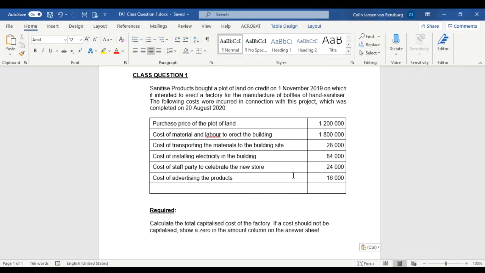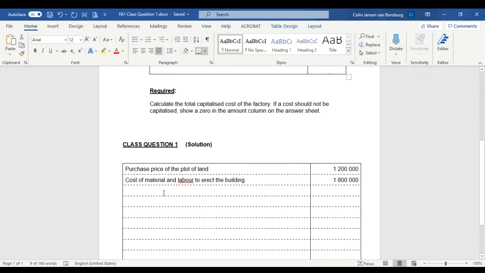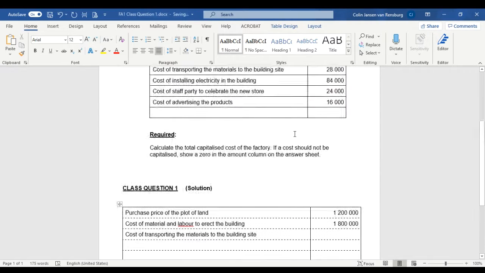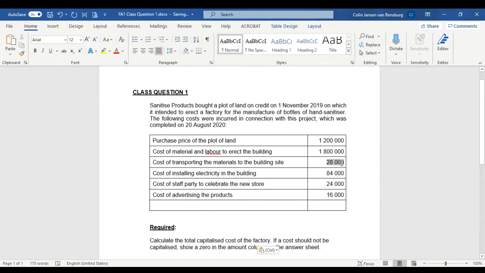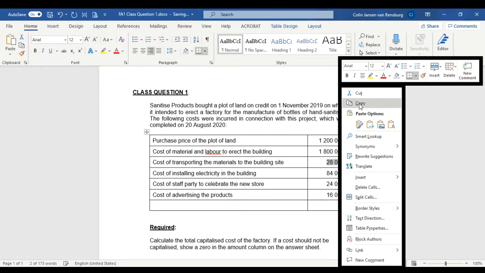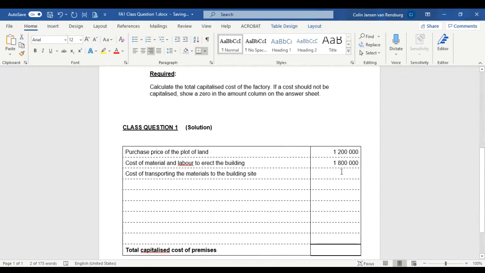Then we can ask ourselves, does that play a significant role in the location of the materials? And the answer there is yes, because you are transporting it from the manufacturer, from the supplier to the site where you are erecting this building. So clearly that will again be a directly attributable cost. So we are going to fill that in on our answer sheet. And the amount was 28,000 rands. So that is very similar to what you know from inventory, where you've got transport inwards. Very similar principle.